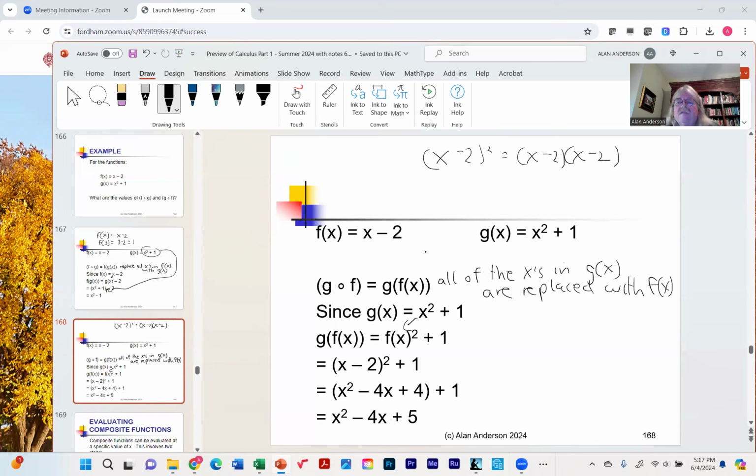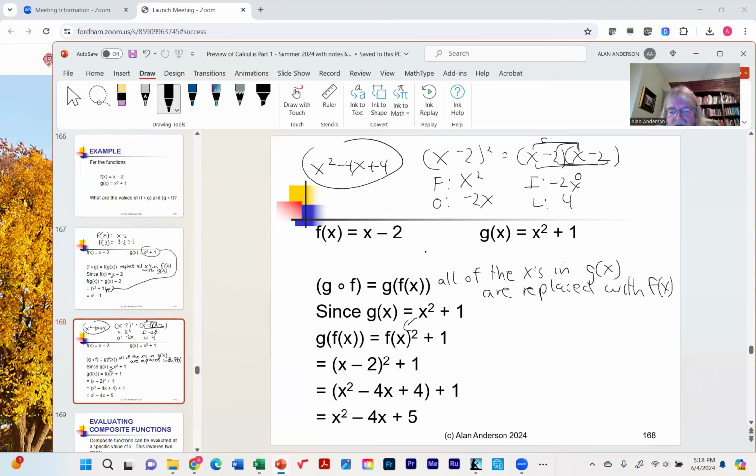And so once again, we can apply FOIL. This would be your F. This would be your O. These two interior ones are your I. And then the product of these two is your last. So you end up altogether with, I'll put it over here, x squared minus 4x plus 4.